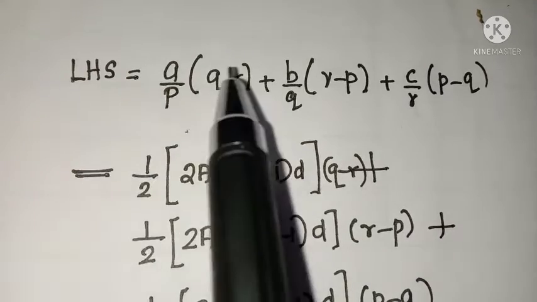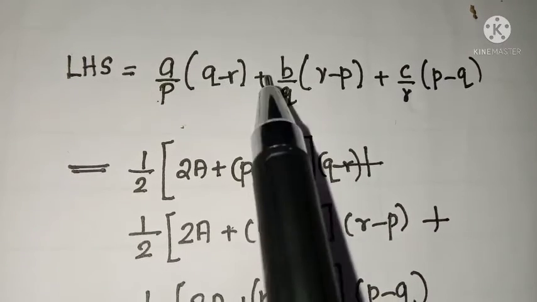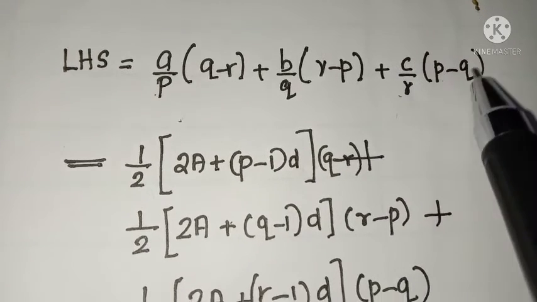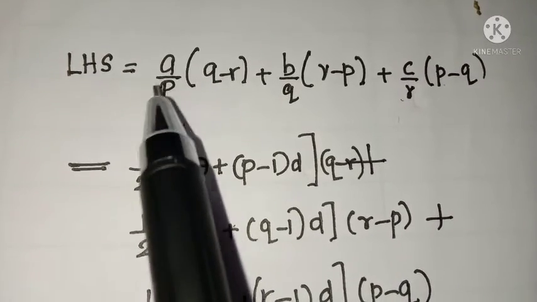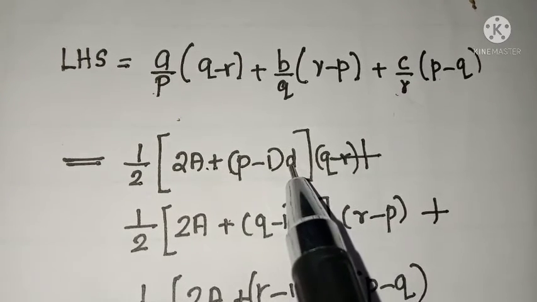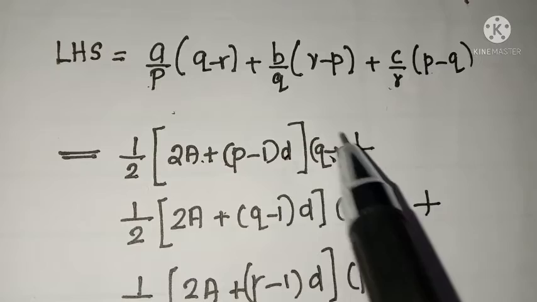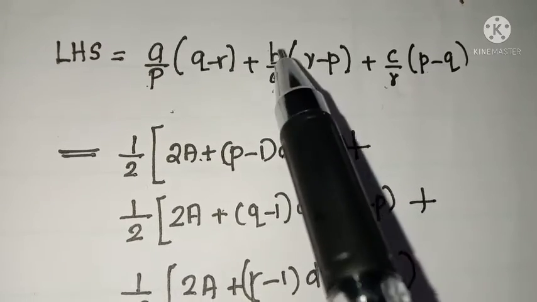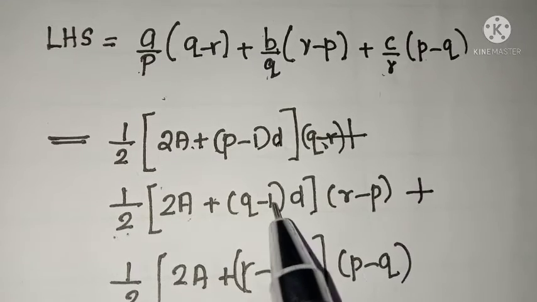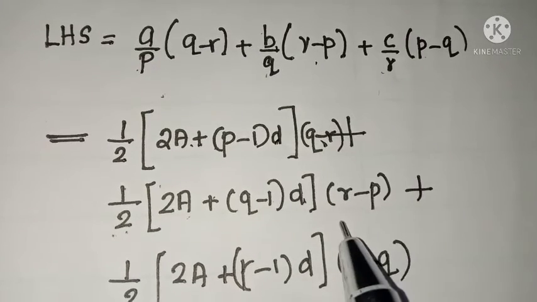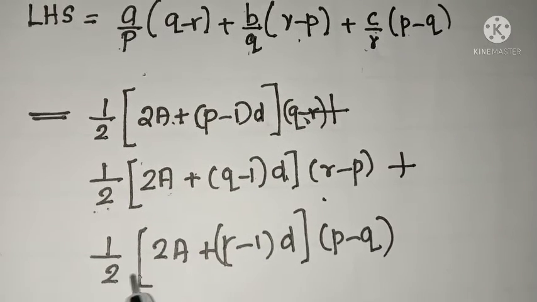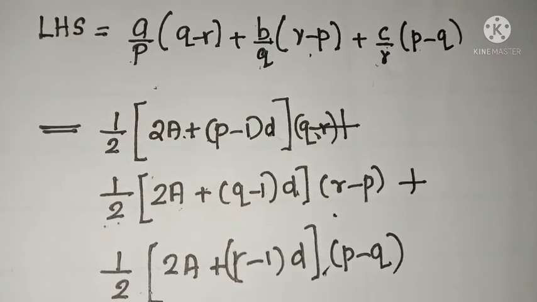LHS equals A by P into (Q minus R) plus B by Q into (R minus P) plus C by R into (P minus Q). So, replace A by P as 1 by 2 into (2A plus (P minus 1) into D) into (Q minus R), plus B by Q replaced by 1 by 2 into (2A plus (Q minus 1) into D) into (R minus P), plus similarly C by R replaced by this expression into (P minus Q).